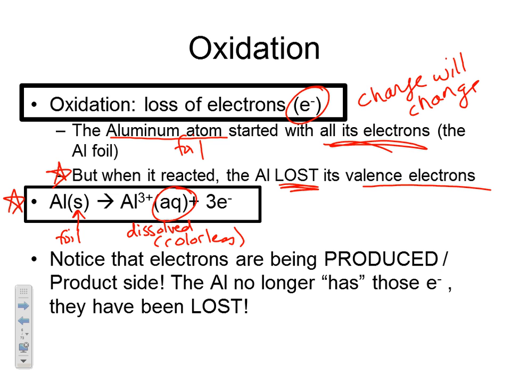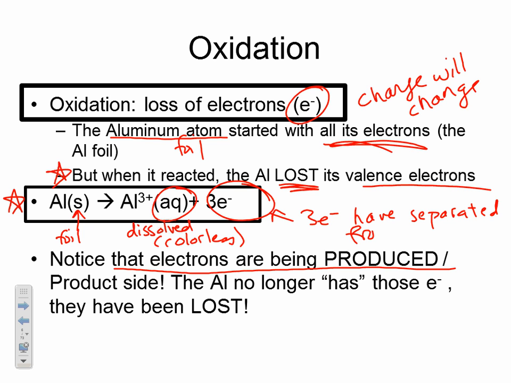Also, these 3 electrons down here, electrons are being produced, or lost. The aluminum started with these 3 electrons attached to its atom, and now these 3 electrons have separated from the aluminum, i.e., they were lost. So oxidation is the loss of electrons.